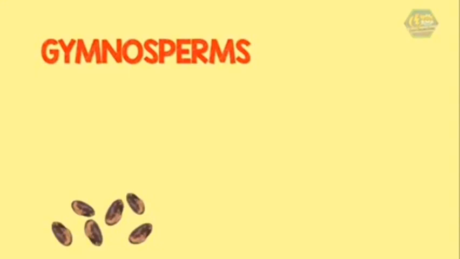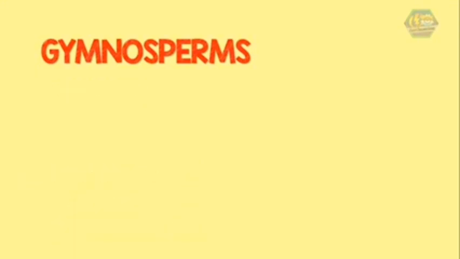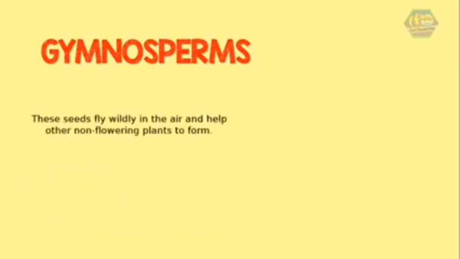The next group are non-flowering plants that use seeds to reproduce. This group is called gymnosperms. How can they have seeds if they don't have fruits? Well, first, the word gymnosperm means naked seeds because the seeds are not covered, unlike the seeds in flowering plants. These seeds fly wildly in the air and help other non-flowering plants to form.